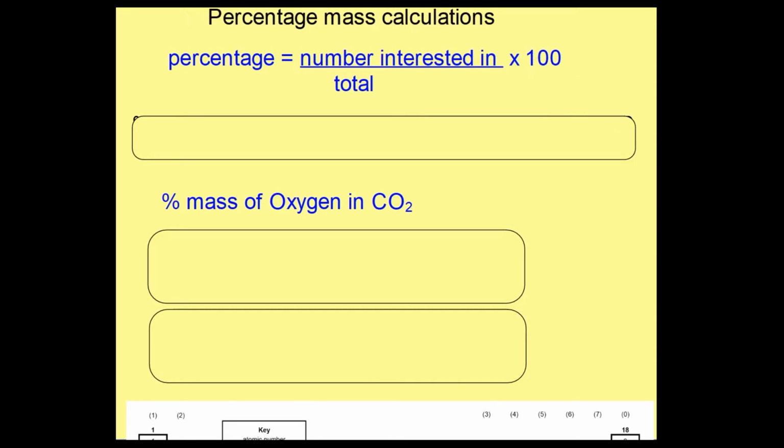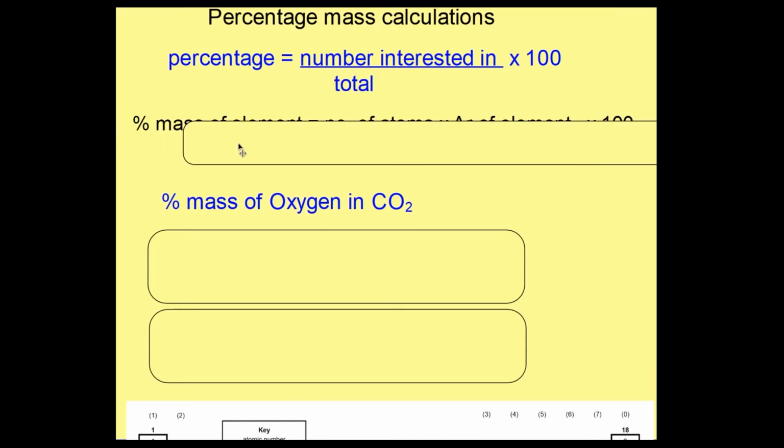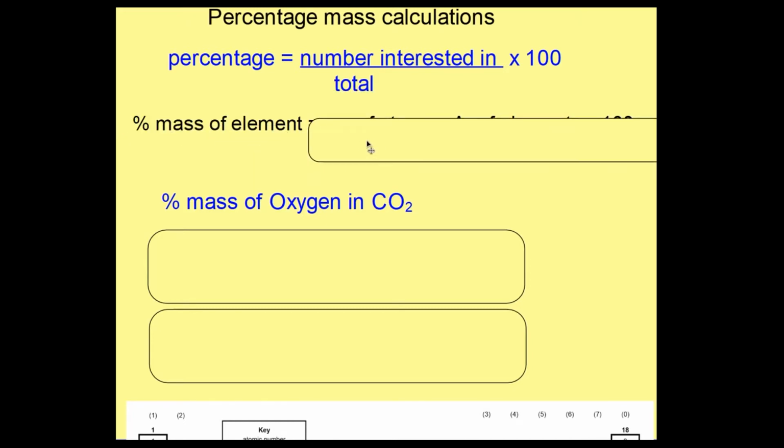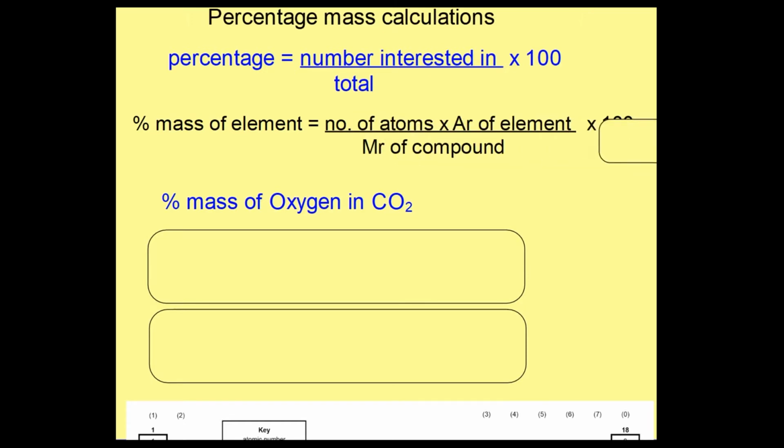So how do we go about working out the percentage mass of an element? Well, the formula for that then is effectively the number of atoms of that element times by its relative atomic mass, its AR, off the periodic table, and then divide that by the MR of the compound, and then times by 100.